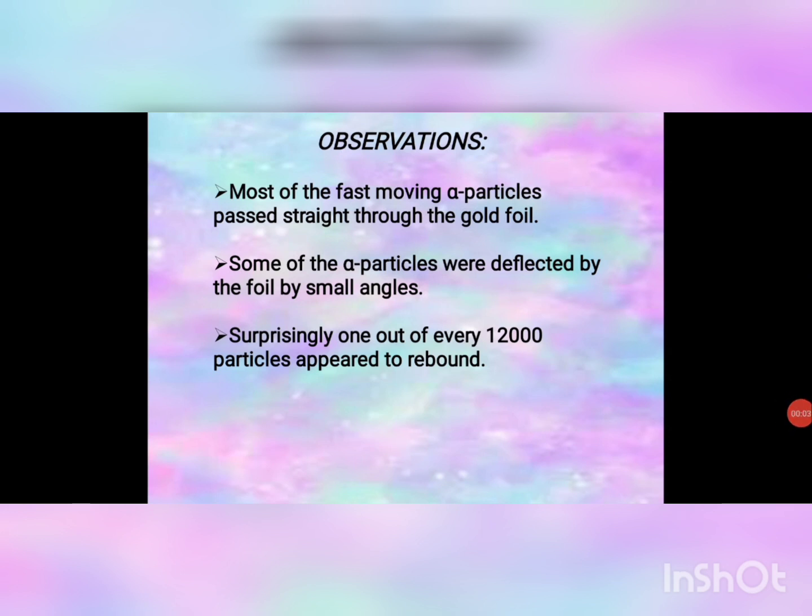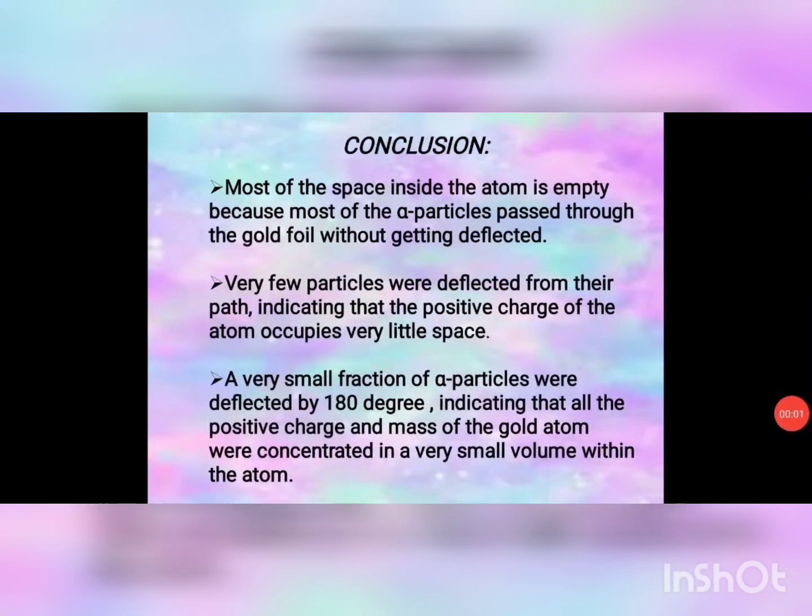Most of the fast-moving alpha particles passed straight through the gold foil. Some of the alpha particles were deflected by the foil by small angles. Surprisingly, 1 out of every 12,000 particles appeared to rebound. Conclusion for this experiment is as follows.